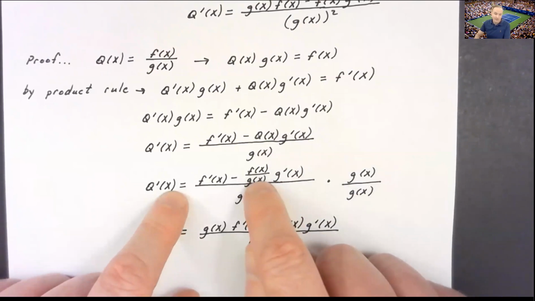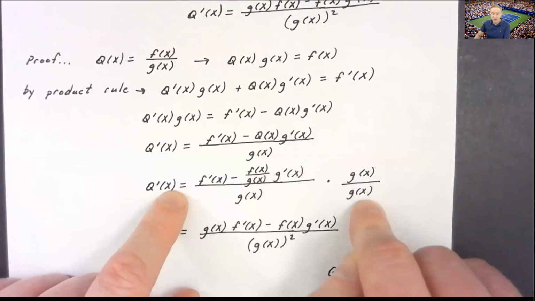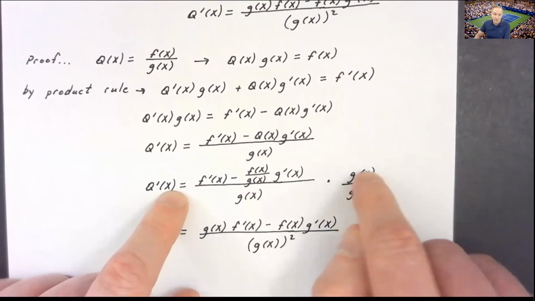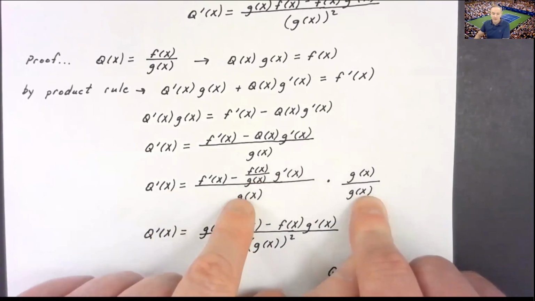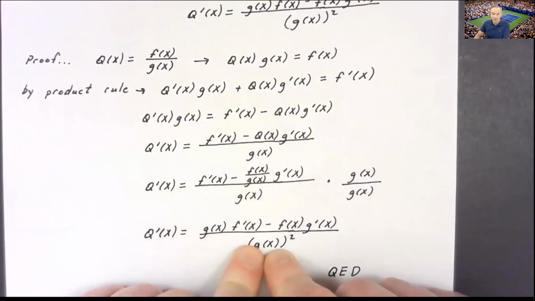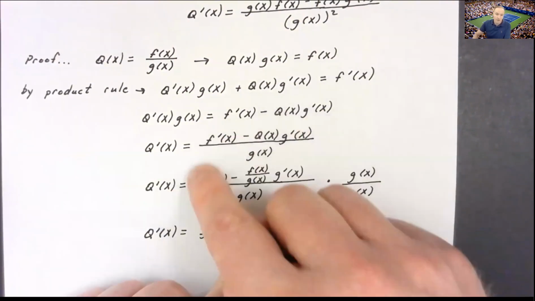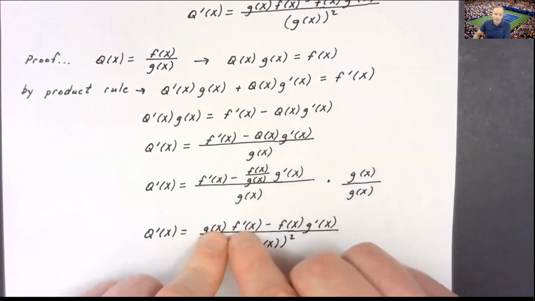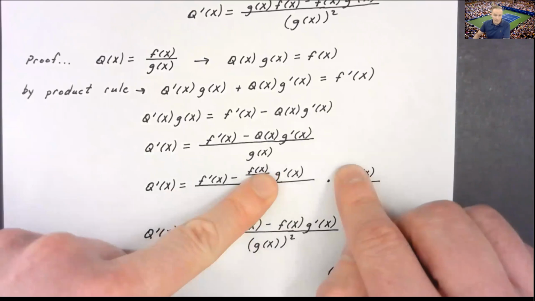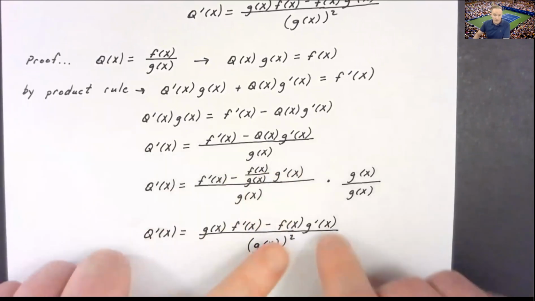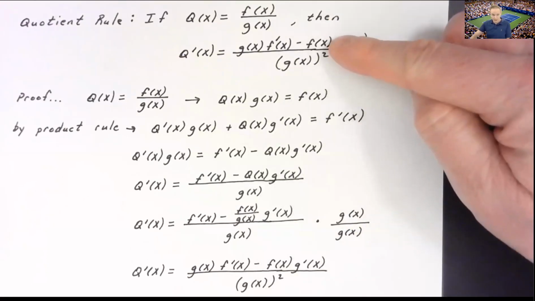So I can say, well, I need to multiply both the numerator and denominator by g of x, and it's going to get rid of that denominator of g of x here. When I multiply by the g of x in the denominator, I get g of x quantity squared. When I distribute the g of x to both terms here, I'll get g of x times f prime of x, and I know in this term it just cancels out that denominator, so I'm left with f of x g prime of x. And now notice, this is precisely what we were trying to prove.